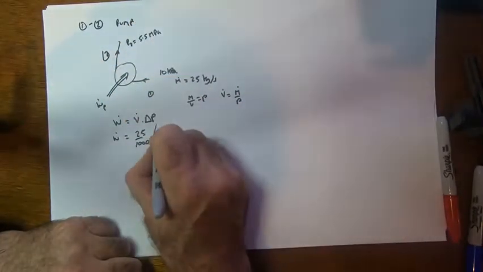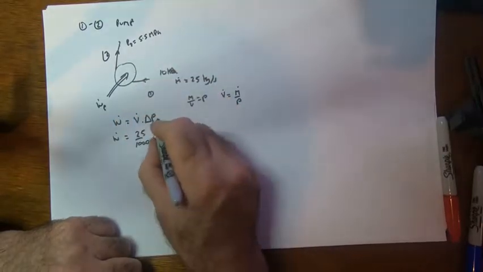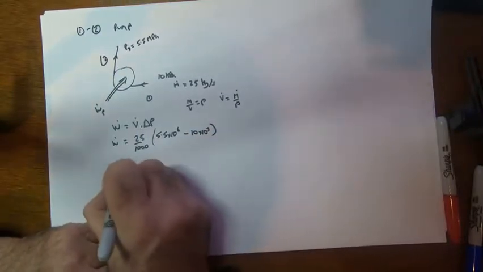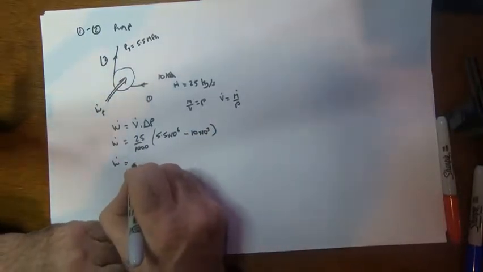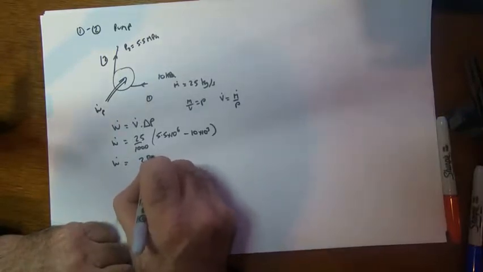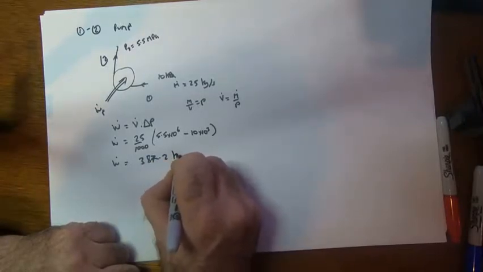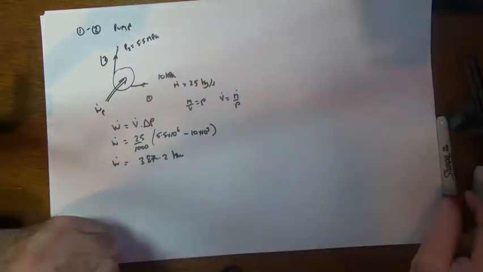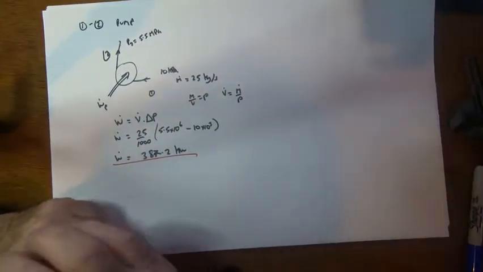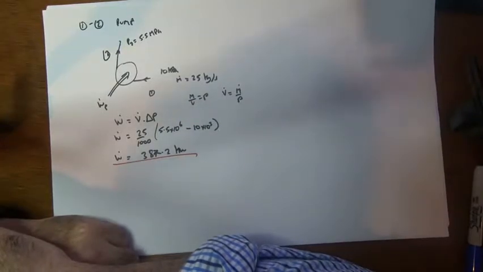So it comes out at 5.5 times 10 to the 6 minus the pressure that it goes in as, 10 times 10 to the 3. So if I work that out, I end up with 387.2 kilowatts. So that is the electrical work that's going to go into the pump. Again, assuming the pump's 100% efficient, we're not told anything else from that.